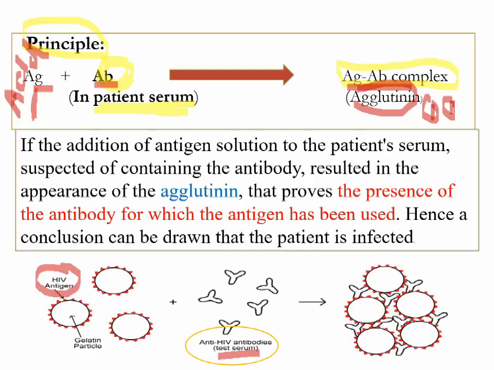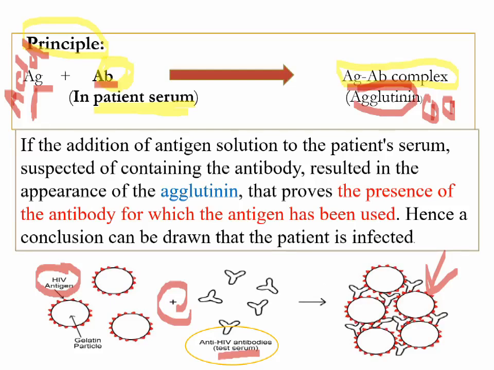So the HIV antigen which you added will react with the antibodies which are present in the serum, and the result will be the agglutination. So this is how you're going to use the patient's serum in the clinical diagnosis and identification of diseases. Remember the main aim of the section?